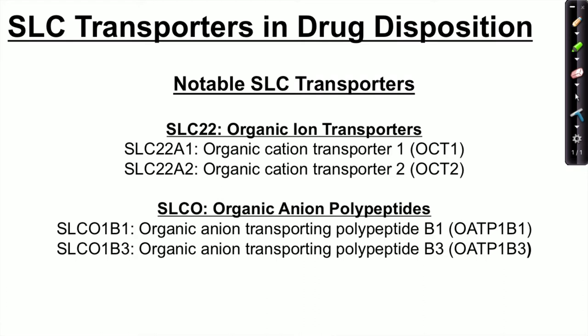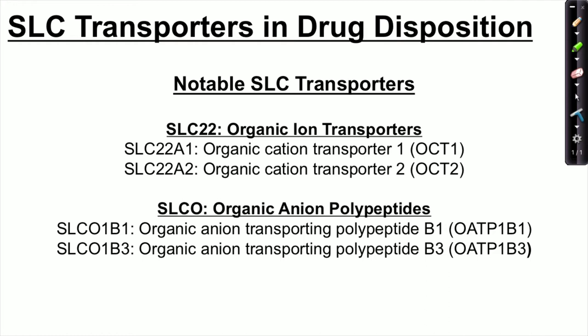SLC22A1 encodes organic cation transporter 1. In fact, all the transporters in the SLC superfamily have an SLC designation for their gene name, and they may have a familiar name like organic cation transporter 1 for the protein name, and they also have an abbreviation like OCT1. The protein name often has an abbreviation. So SLC22A1 is the gene. Organic cation transporter 1 is the name of the protein that is encoded by the gene, and OCT1 is the familiar name that you'll be familiar with when you read the literature.